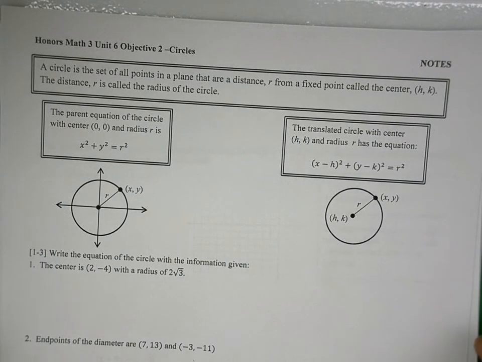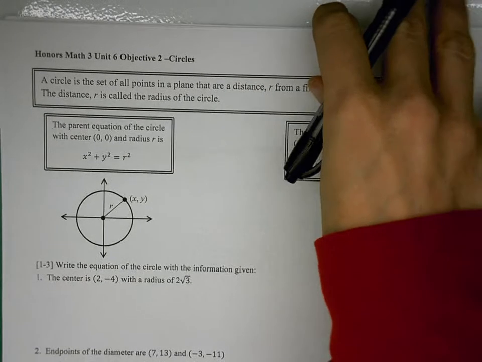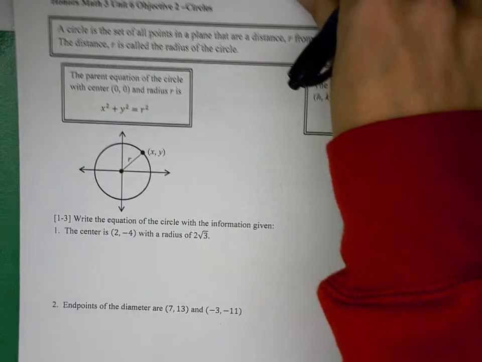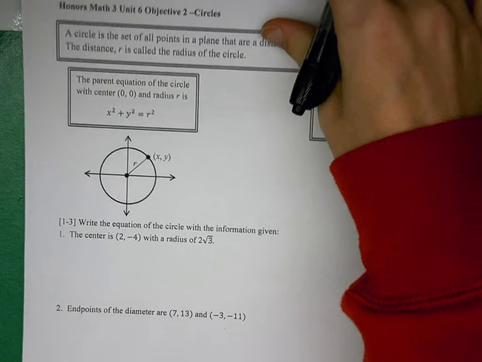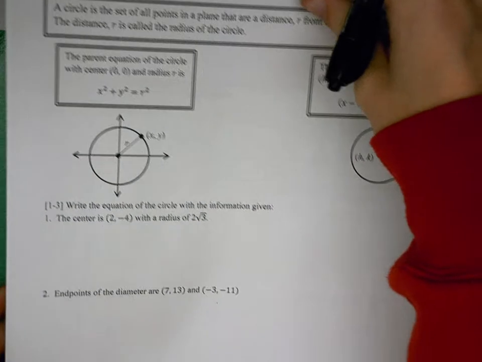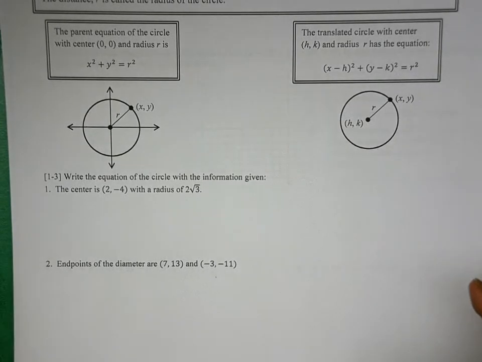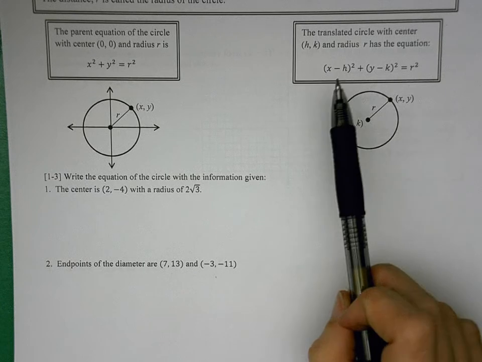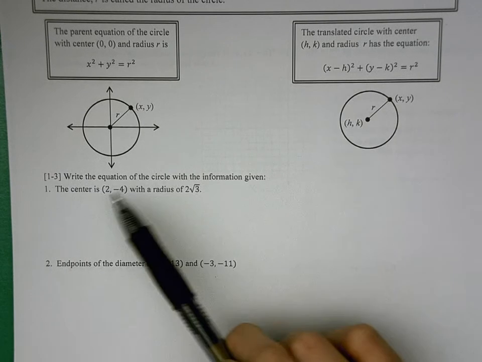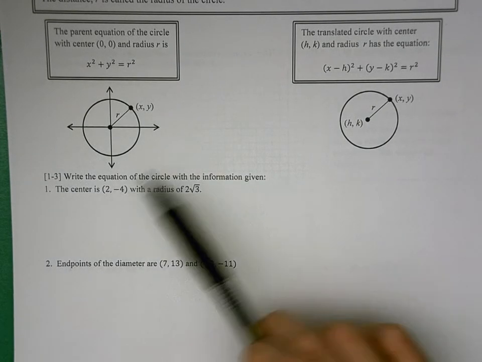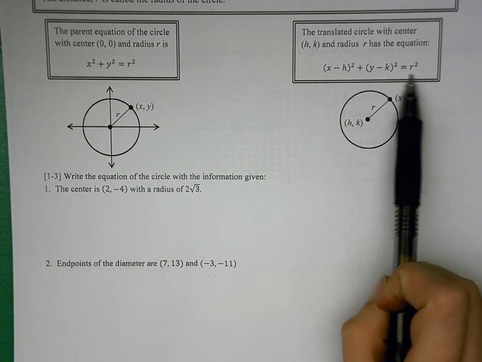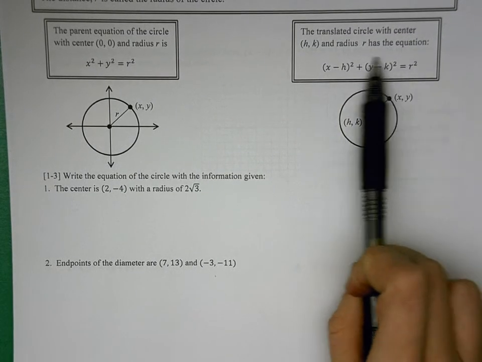Okay? We're going to do 3 here, though, just to play with the equation and see what's involved with it. The first one is just making sure we are good with the general setup. The center is (2, -4) with a radius of 2 root 3. What would that equation look like? Go ahead and take a moment, look at this equation, and think to yourself, if my center was (2, -4), what would that mean this equation looked like?